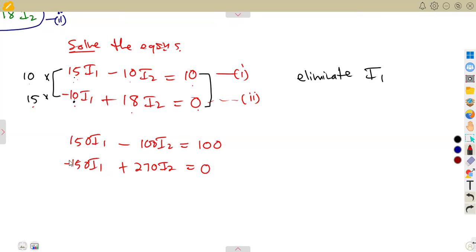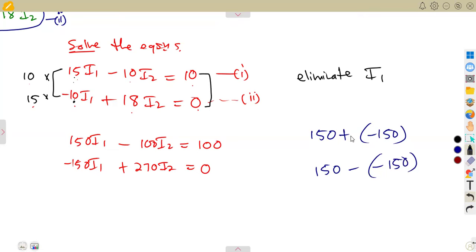But here it's a positive, and this one is a negative. So how are you going to eliminate? Are you going to add 150 plus minus 150 to eliminate? To eliminate is to remove. Are you going to subtract, 150 minus 150?